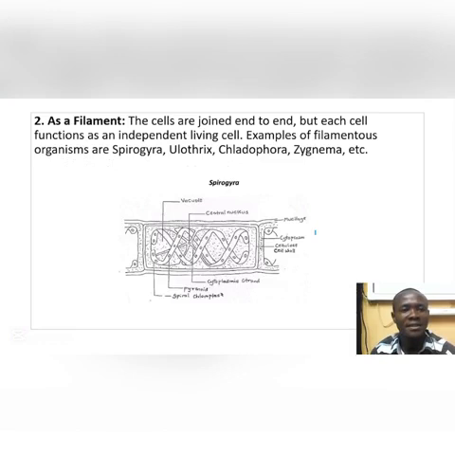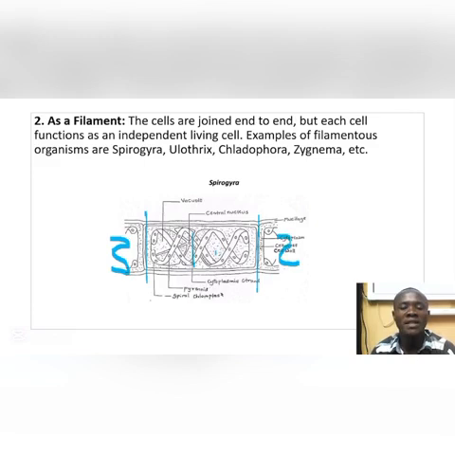Next we have the filament. Some organisms exist in the filament form, and the cells are joined end to end. That means one is joined to the other, which is joined to the other, just like what we have here. Let me make a diagram. So here, this is one cell, this is another one, and this is another one.